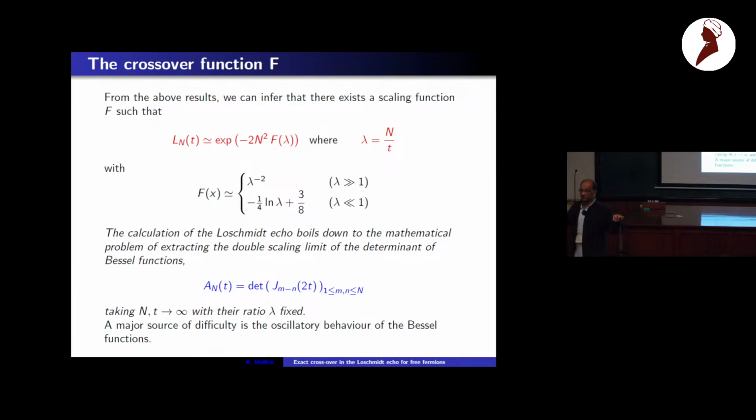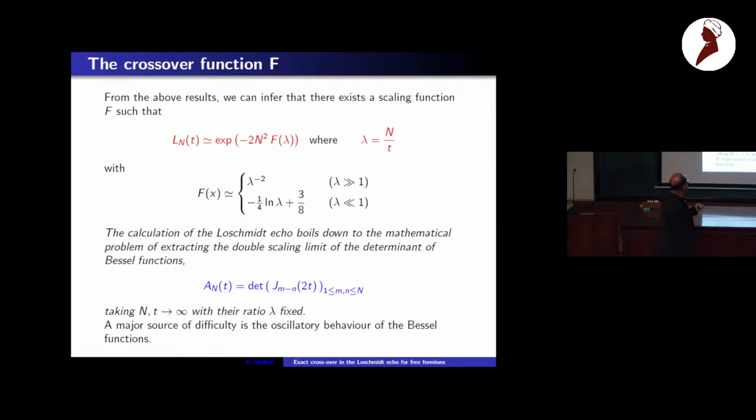Not only the extremes, but the crossover function completely. The reason is that this crossover function could be seen as a kind of large deviation function, or free energy, or call it what you like. So mathematically, it really boils down to a very specific and very well-posed mathematical problem. We want to analyze the asymptotics of this determinant in the large n and large t limit, keeping their ratio fixed. And we want to extract the asymptotics of that.